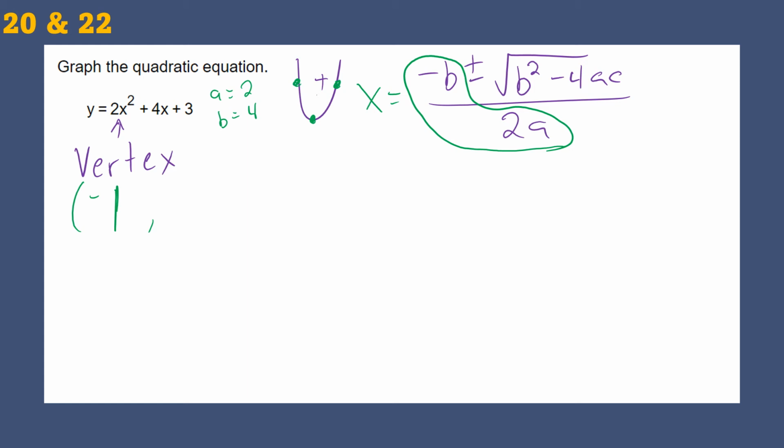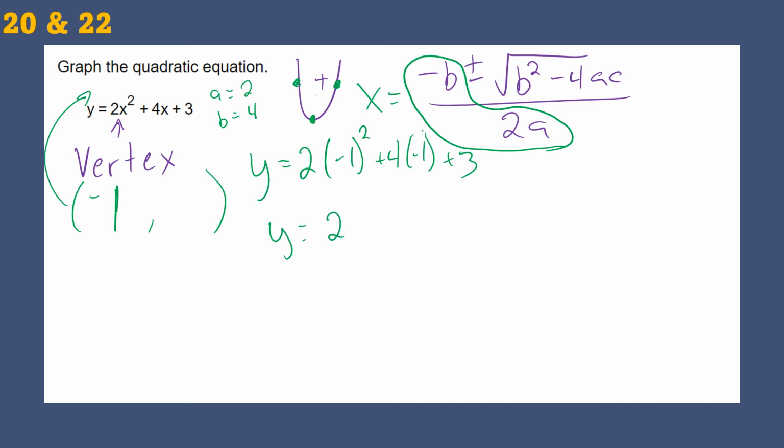Now, that's only one of my two ordered pair values. So in order to find our matching y, what we do is plug that negative 1 in for x to see what we get for y. So I'm going to try that now. y equals 2 times negative 1 squared plus 4 times negative 1 plus 3. So if I do a little bit of math, I get y equals 2 minus 4 plus 3. So negative 1, 1. And so now I have my vertex at negative 1, 1.